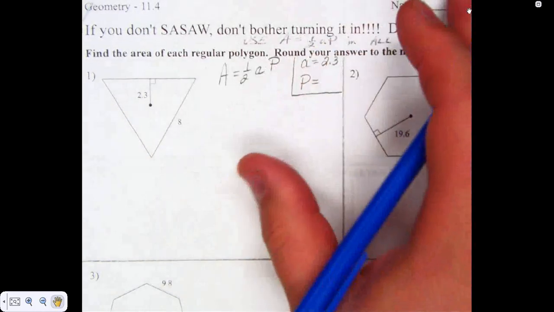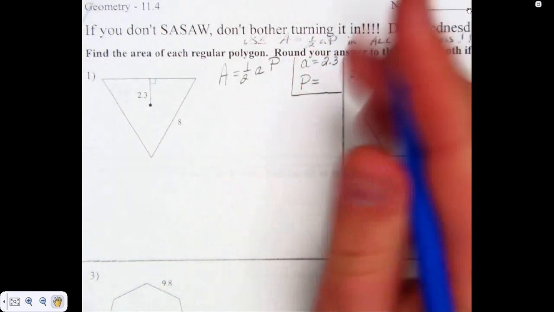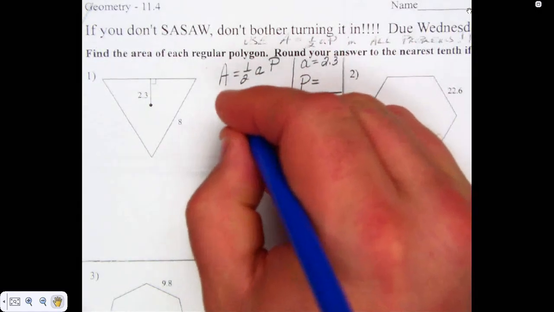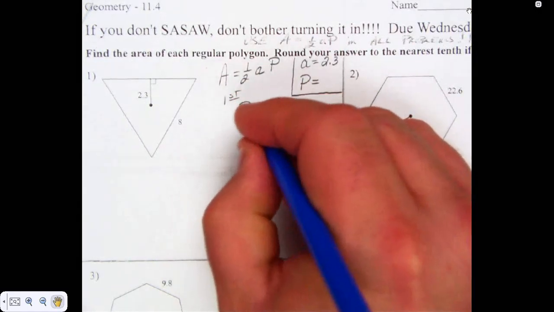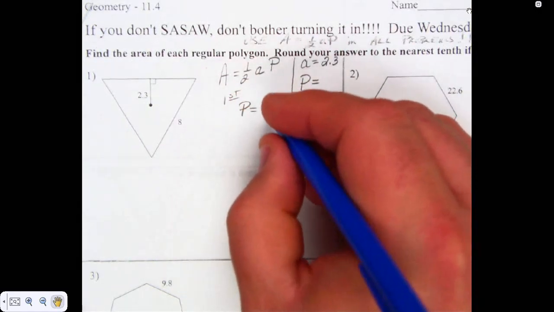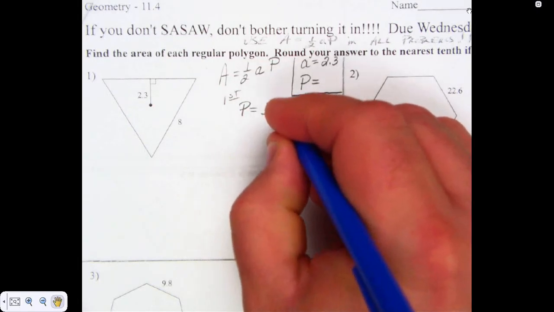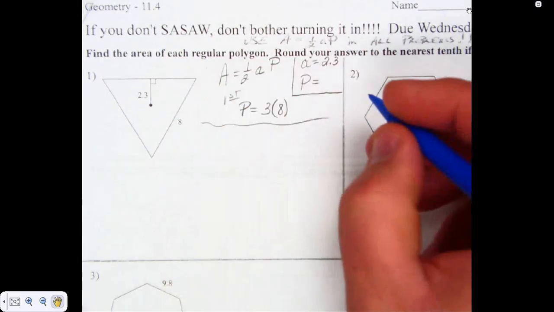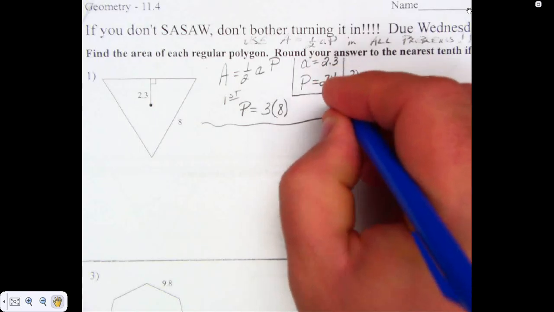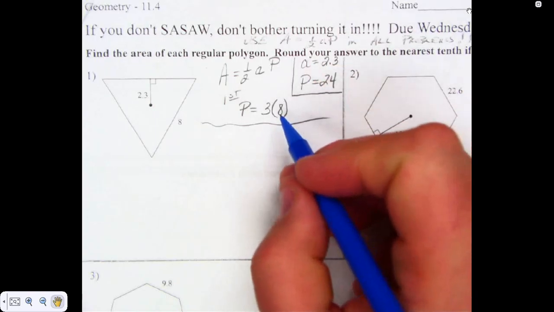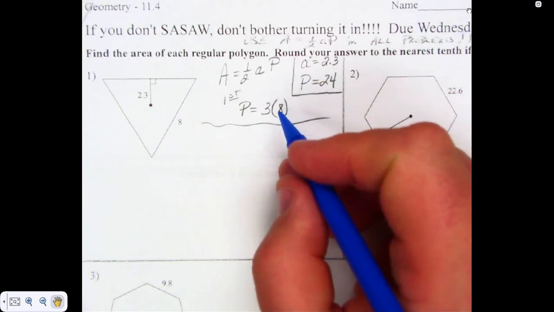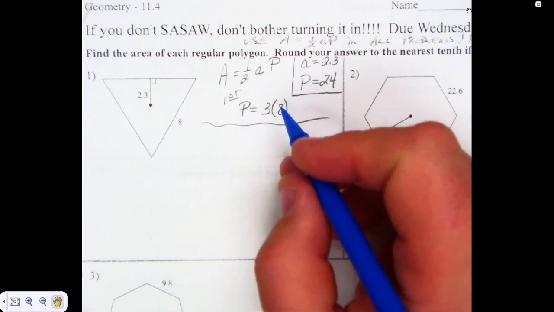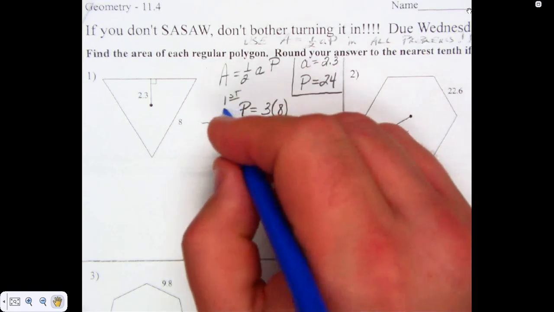And listen. I want to see this every time. Capital P. How many sides are there? 3. Times what? I just want to see that. What would you put in here? So I have to see that. That took me 2 seconds. There's 33 problems. I'm asking for 66 more seconds. Everybody understand that? So that's the first thing I did.